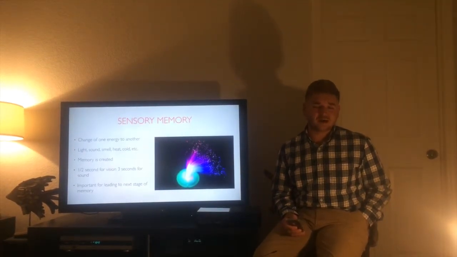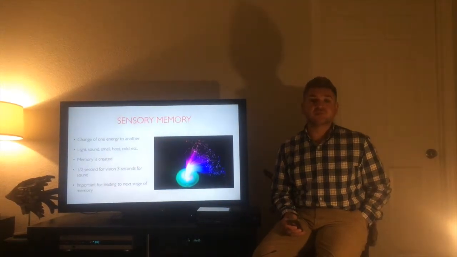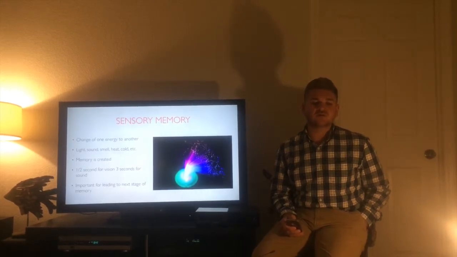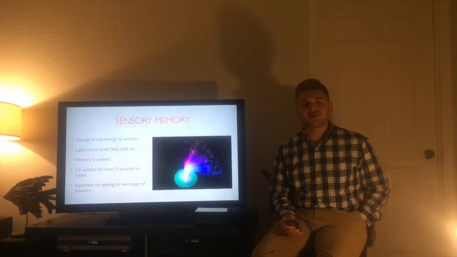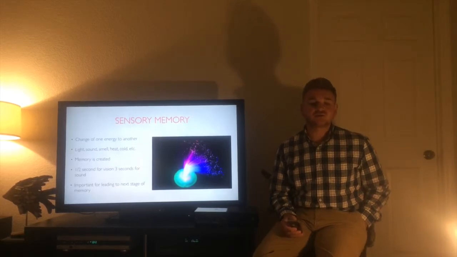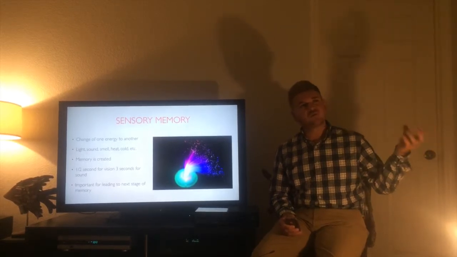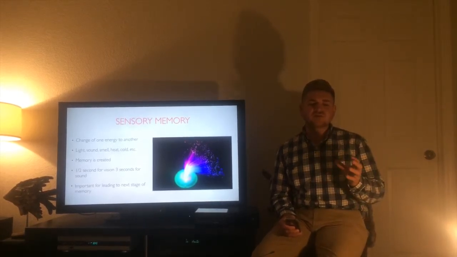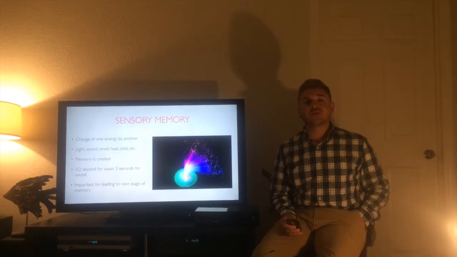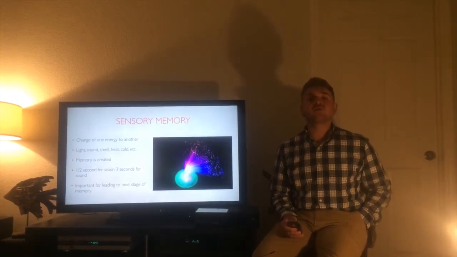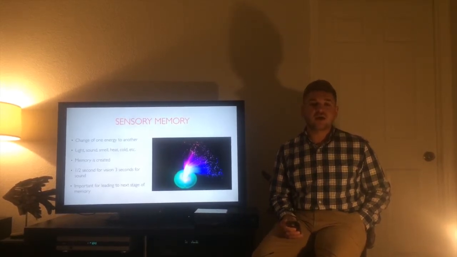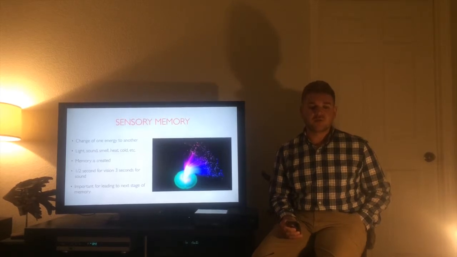This can also be done with sound. This can be done with smell or even touch, so heat or cold. But any one of those can be processed and turned into a sensory memory. In the process of the transduction, so from one energy to another, a memory is created, and this usually takes about half a second for something that you might see, and about 3 seconds for something that you might hear. That's the process in which it will create a sensory memory.